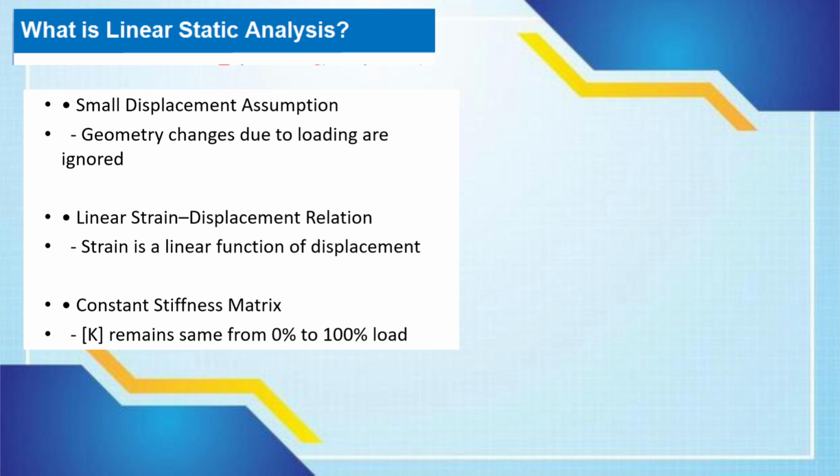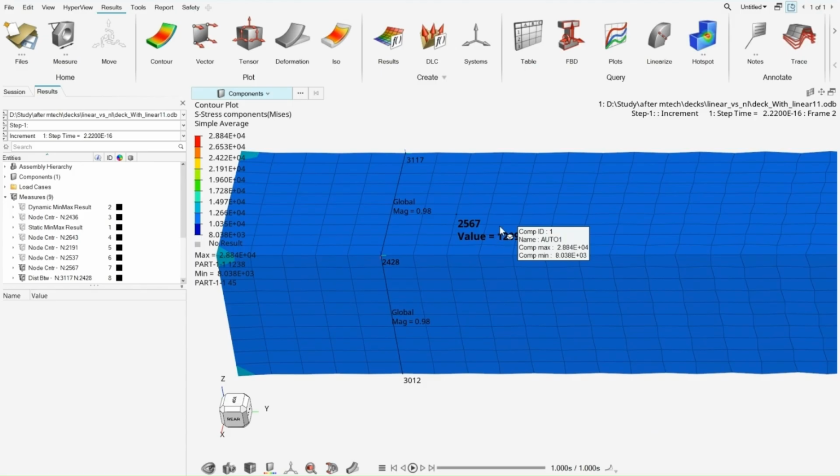And the third is that, whatever solution we are going to get, we assume the geometry changes due to the application of load are negligible. So it is almost zero. There will be almost no geometry changes taken into account in the stress calculation. So we are going to review this.